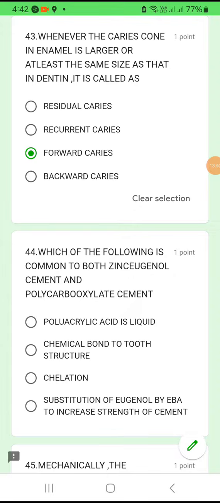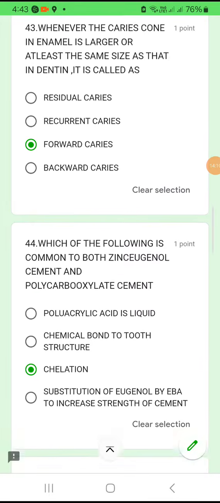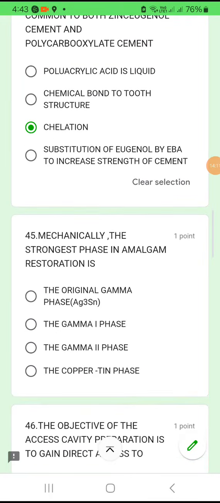Question number 44. Which of the following is common to both zinc oxide eugenol cement and polycarboxylate cement? Both of them are having the same liquid, polyacrylic liquid? No. Both of them are having a chemical bonding to the tooth structure? No. Both of them are having a chelation reaction? Yes. Okay, so option C. Both of them are having a chelation reaction.